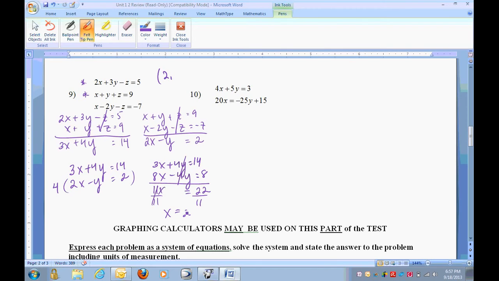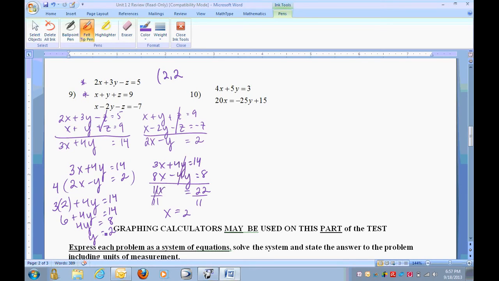Now I can plug that back into one of the two equations with x and y in it. So I can plug it into 3: instead of x, I multiply by 2 plus 4y equals 14. So that's 6 plus 4y equals 14. Subtract 6 from both sides, and you end up with 4y equals 8. So y, in this case, also equals 2 when you divide both sides by 4.